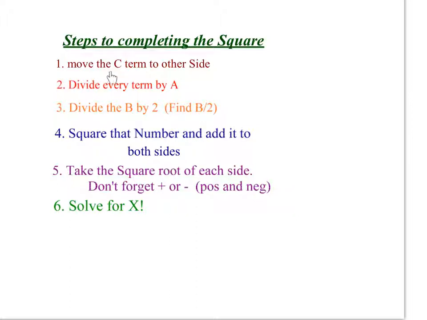1. Move the c term to the other side. 2. Divide every term by a. In other words, if there's a number in front of the x squared, divide all the terms by that number. Divide the b term by 2. In other words, find b over 2. Square that number and add it to both sides. Take the square root of each side. Don't forget a plus or a minus. And then we're going to solve for x. So we will go through that process.